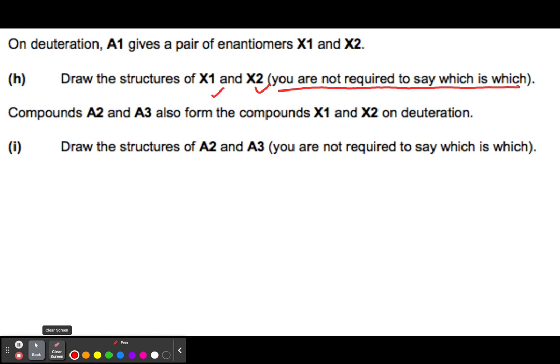So you can look at things like R and S and different letters and ways to show which way it is, whether it is a dashed or a wedge. But that's quite advanced. Okay, so compounds A2 and A3 now. These also form the same compounds on deuteration, but we have to find those two.